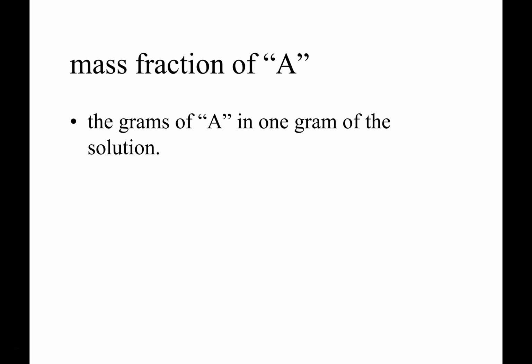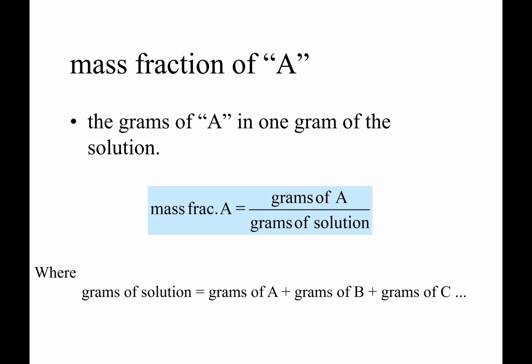Let's look at a few of those. I told you fraction means parts per one. So mass fraction of A means the fraction of a gram of component A you have in 1 gram of the mixture. It's parts per one: grams of component A per grams of the whole mixture, the solution.